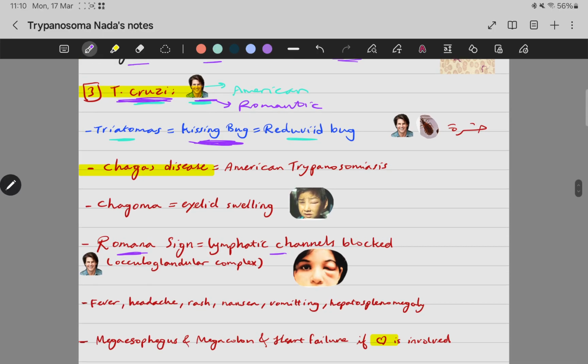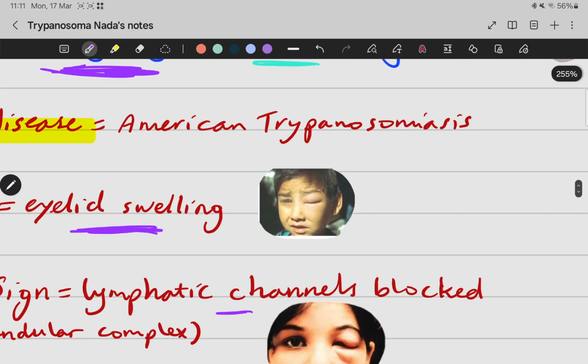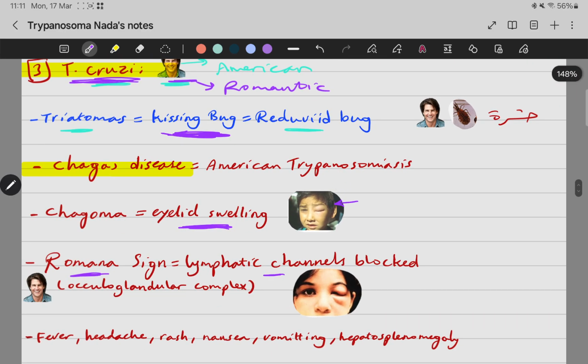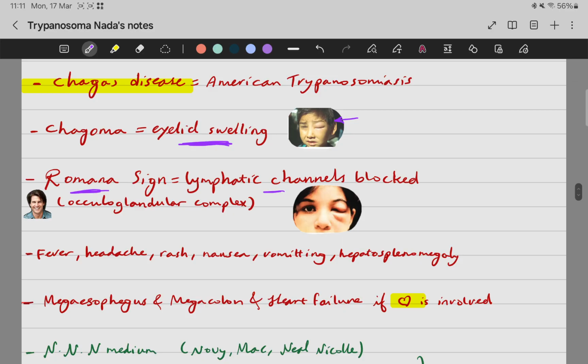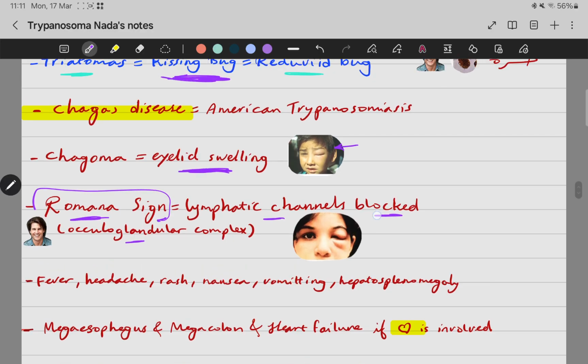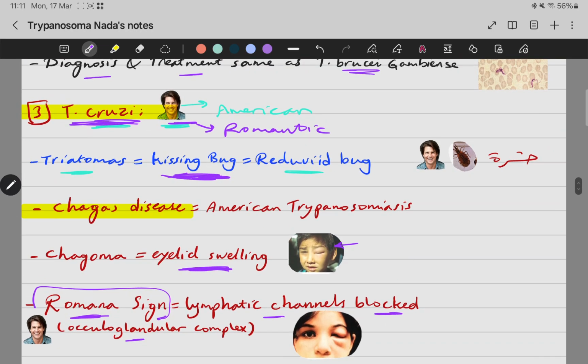First we see something called chagoma, which is eyelid swelling. As you can see here, the eyelid of a person starts to get swollen, and later the lymphatic channels and lacrimal glands of the eye get blocked, and then we see something called the oculoglandular complex, leading to Romaña sign. And it also causes something called Chagas disease. Chagas disease is also called American trypanosomiasis, which is the infection with American trypanosoma. So American trypanosomiasis is Chagas disease.